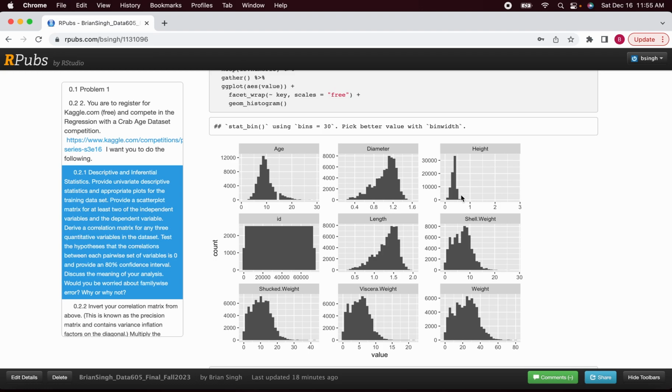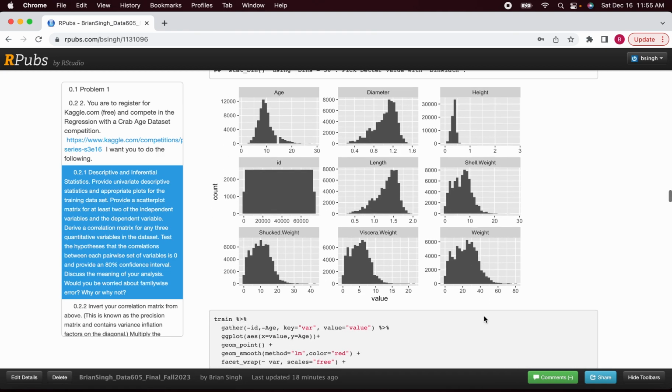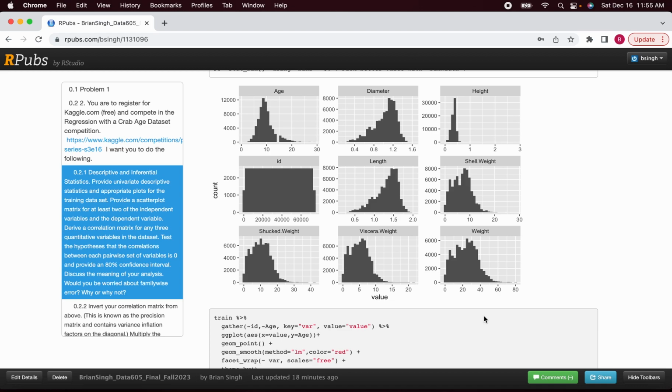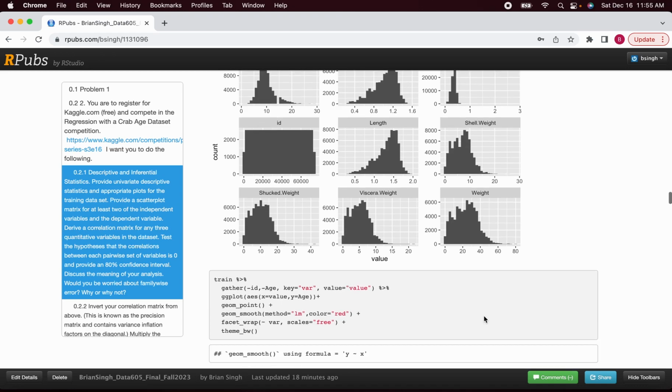Again, running some histograms, you can see, ignore ID, but there's some normality within the data. Height is left skewed, pretty large. Length is skewed to the right, diameter slightly to the right, weight to the left. All of these weights, I guess they're all correlated, but they're all skewed to the left. So that was pretty much the plots.